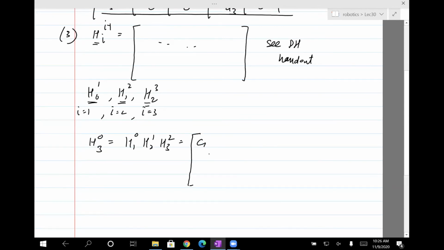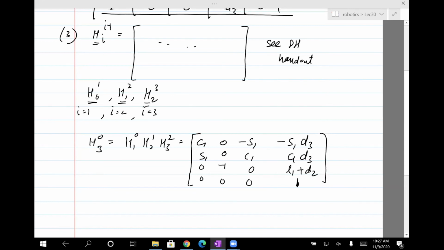C1, S1, 0, 0, 0, 0, minus 1, 0, minus S1, C1, 0, 0, and then minus S1 D3, C1 D3, L1 plus D2.